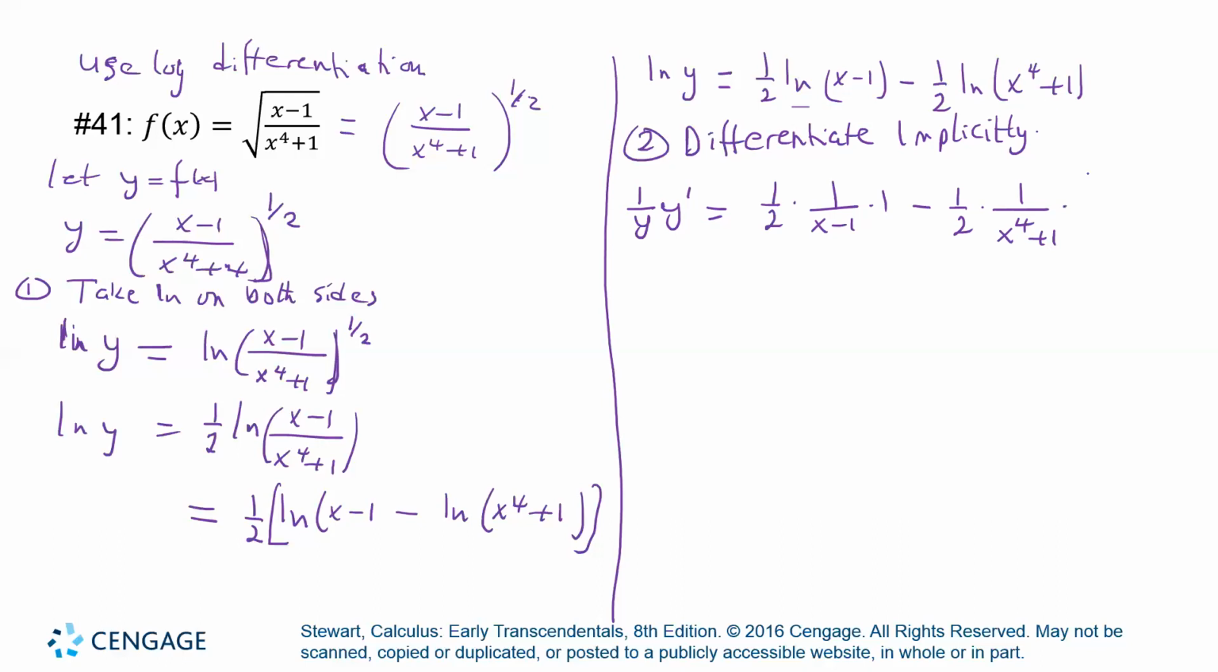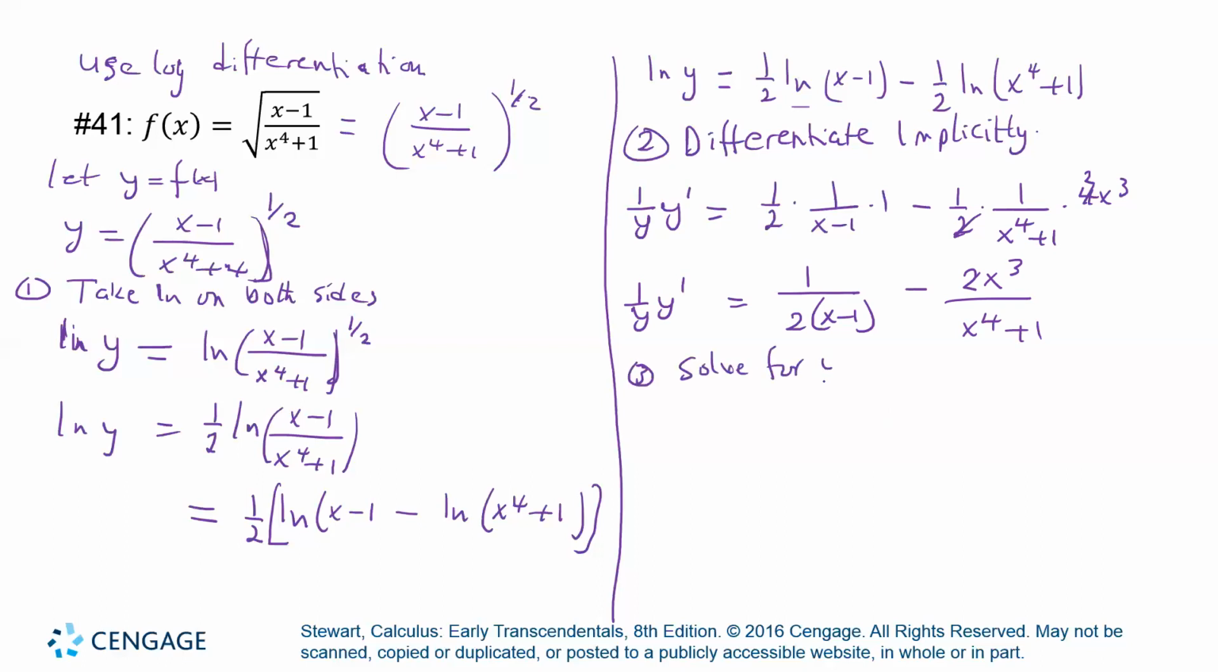Minus 1 half times 1 over x to the 4 plus 1, then times the derivative of x to the 4 plus 1, which is 4x cubed. So then this will be 1 over 2 times x minus 1, then minus the 2 will cancel 4 equal to 2, with 2x cubed over x to the 4 plus 1. So then I have 1 over y times y prime. So then step 3, it says solve for y prime, which in this case you multiply the whole thing by y.